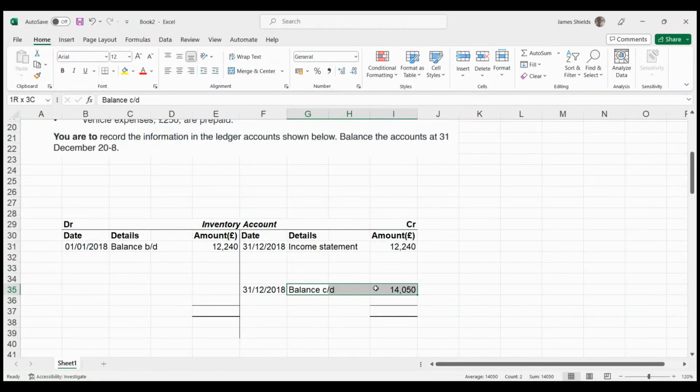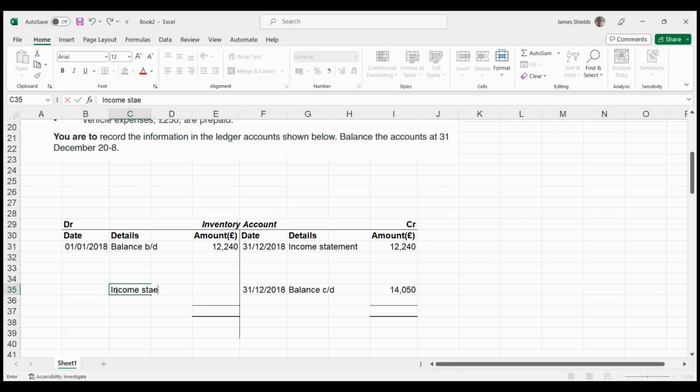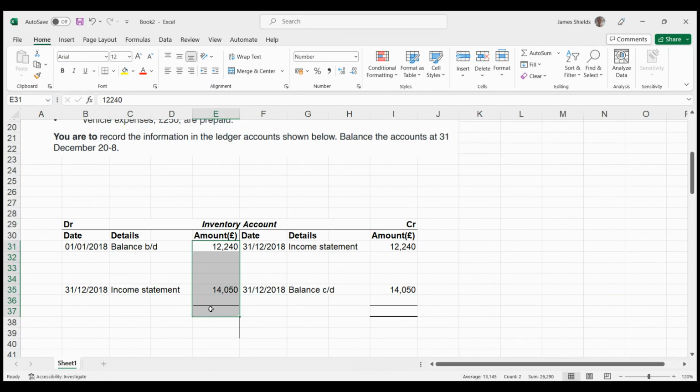Now, the balance carried down, that's also going to go in our income statement. So it's in our income statement in the cost of sales section. So income statement in the cost of sales section is going to be the £14,050. So that's the 31st of December 2018. Now we're going to total both sides, and they should equal the same amount. And they do.